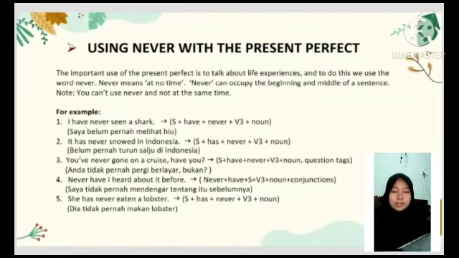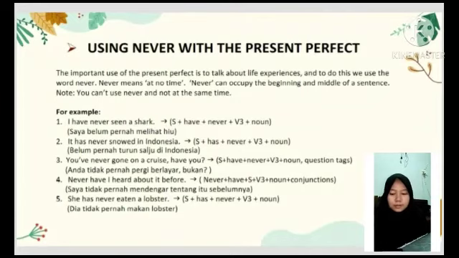The second material is using never with the present perfect. An important use of the present perfect is to talk about life experience, and to do this we use the word never. Never means at no time. Never can occupy the beginning and middle of a sentence. You cannot use never and not at the same time.